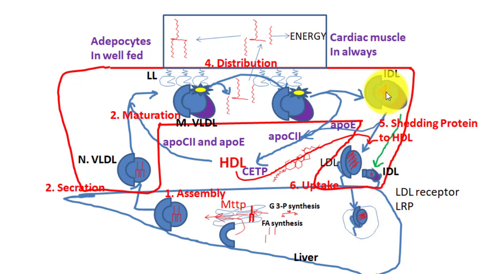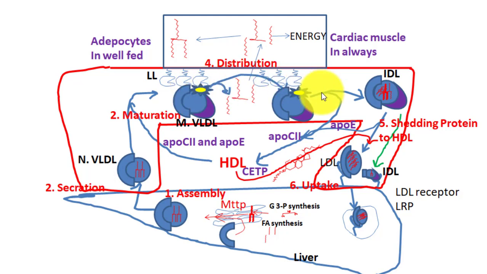Now IDL can also be directly taken up by a receptor, especially LRP, the LDL receptor related protein. This IDL will be taken up through this apoprotein, not by B100. Apoprotein E is very important for IDL. So IDL is taken up by LRP, and it will also go into endocytosis, the same process as with the LDL receptor. So this is the whole process.